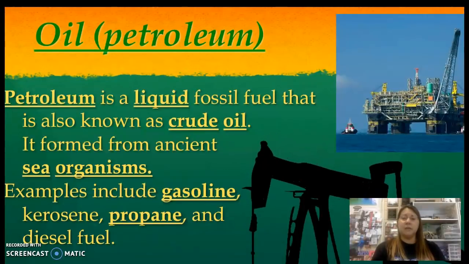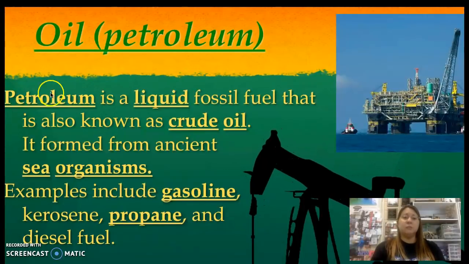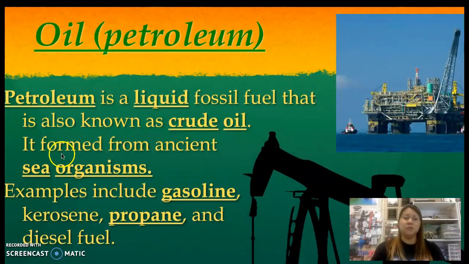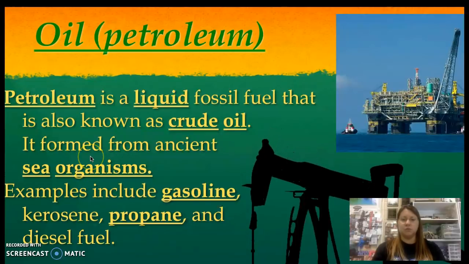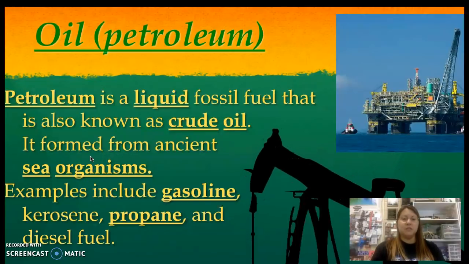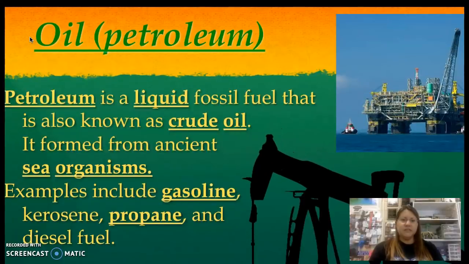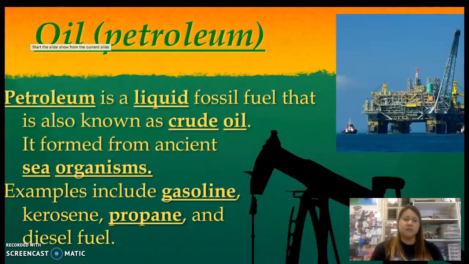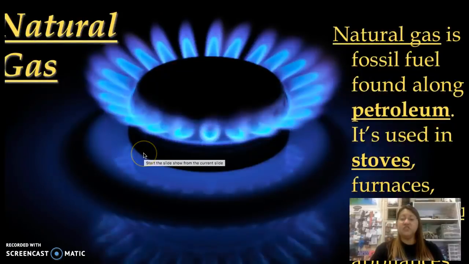Oil, the second type of fossil fuel, such as petroleum, is liquid. So it's a liquid fossil fuel. Sometimes it's referred to as crude oil, and it can be from ancient remains of dead organisms, dead plants or animals, sea organisms, dinosaurs we just talked about, plant material. A couple different examples of oil or petroleum are gasoline, kerosene, propane, which you may be familiar with too, and diesel fuel. Natural gas is another example of a fossil fuel.